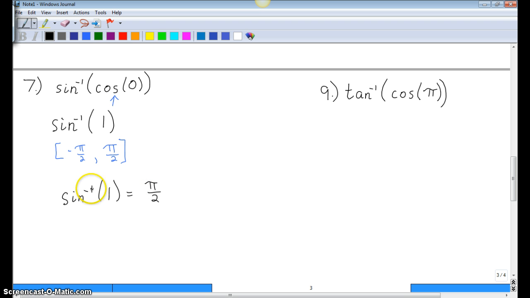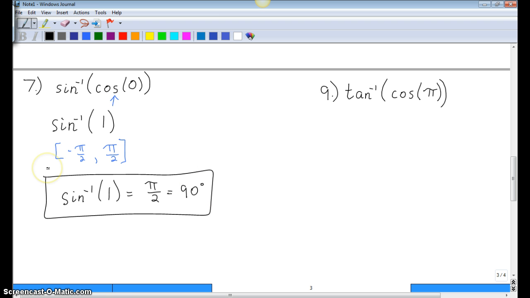Okay, with sine inverse, you're looking for an angle. Up here, the cosine of 0, we're looking for an actual ratio, a specific value. With sine inverse, we're looking for an angle. In this case, the angle is pi over 2. For some of you who are still in degree mode, of course that's 90 degrees. Bottom line is, the answer for 7 is pi over 2.